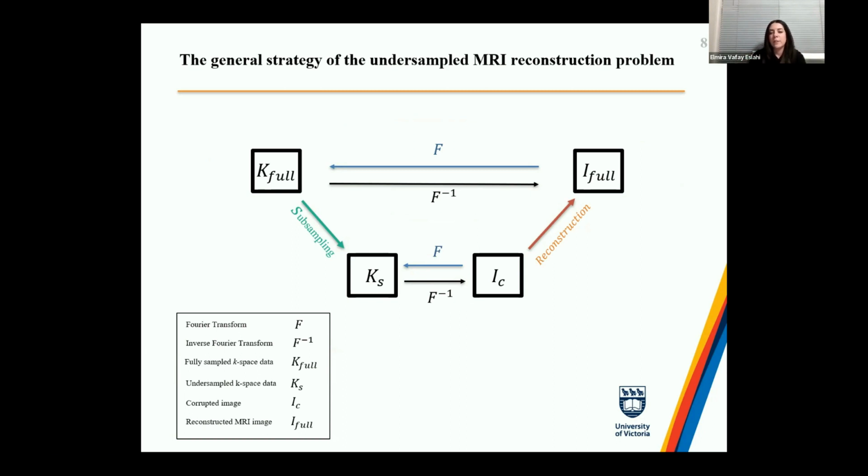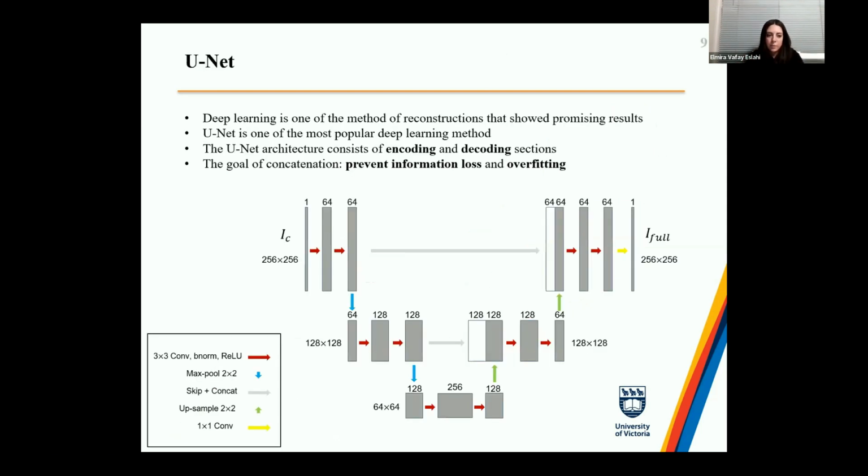And again, we want to convert images in the frequency domain to the image domain. As we said, with inverse Fourier transform, we can convert images in K-space to the image domain, but this image is corrupted. So we need to do reconstruction. This is the part where we introduce our architecture. I will discuss our architecture in the next slides. And then by reconstruction, we can convert our corrupted images to reconstructed images. So let's see what the U-Net is.